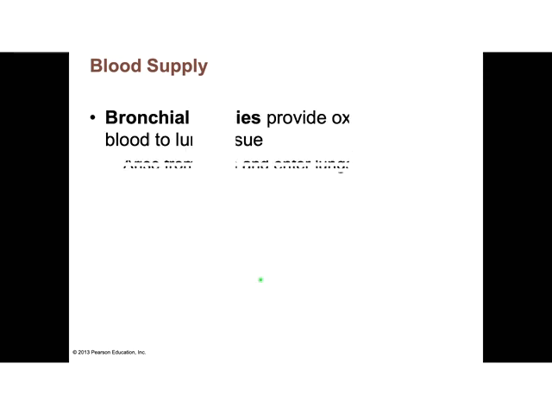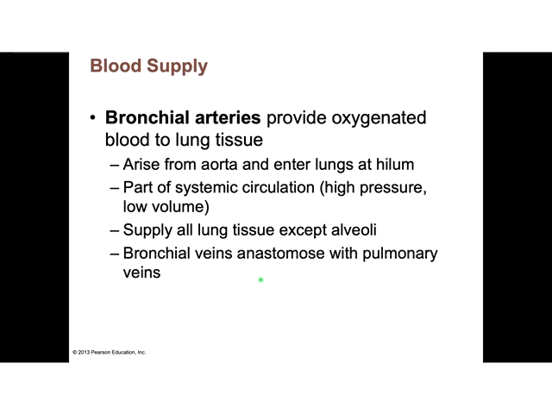Okay? The bronchial arteries provide oxygenated blood to the lung tissue. They come from the aorta and they enter the lungs at the hilum, and they're part of the systemic circulation. Again, high pressure, low volume. Okay? They supply all lung tissue except for the alveoli. The bronchial veins anastomose with pulmonary veins, and so pulmonary veins carry most venous blood back to the heart.